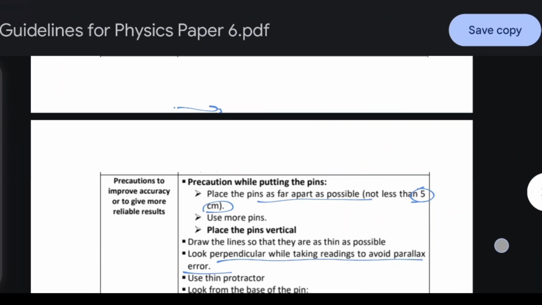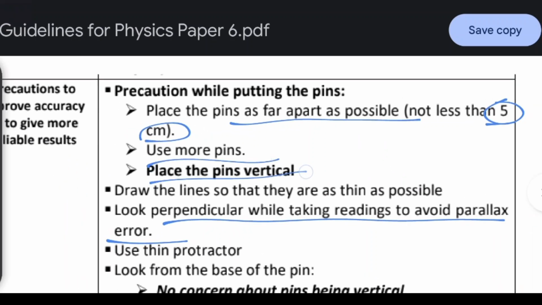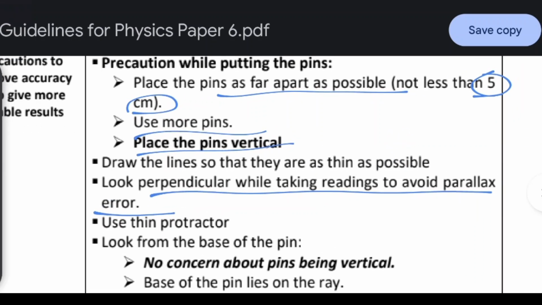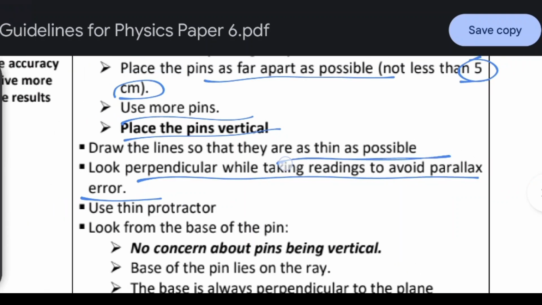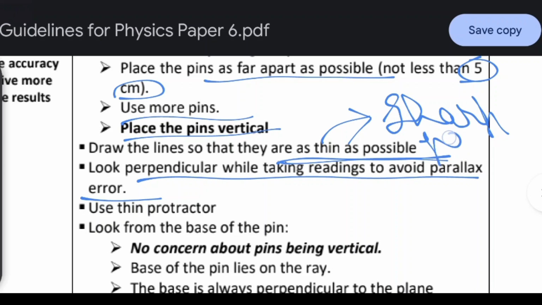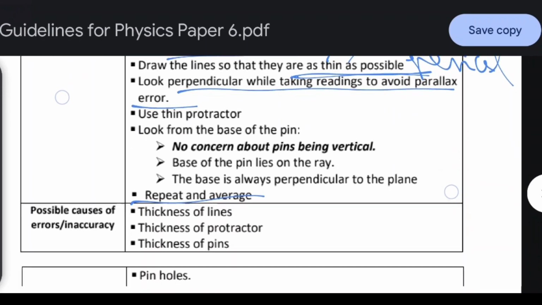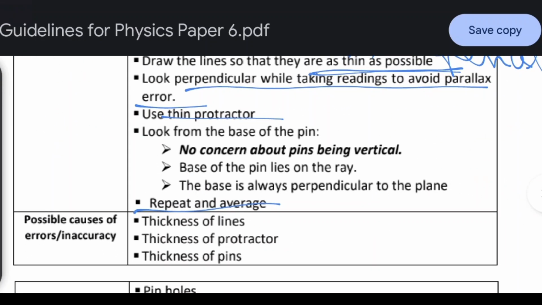Next, use more pins, which will improve the accuracy. Place the pins vertical, because if they are horizontal, of course, it can cause problems. Draw the lines as thin as possible. How can you do that? Use a sharp pencil and a thin protractor, because a thick protractor gives inaccurate readings. Look from the base of the pin, since the base of the pin lies on the ray. The base is always perpendicular to the plane.